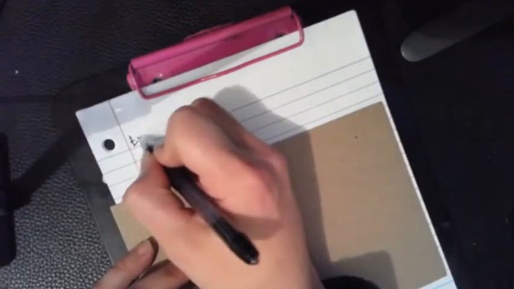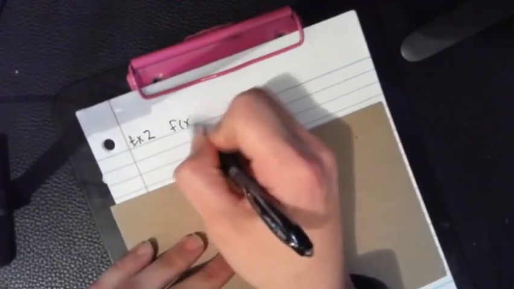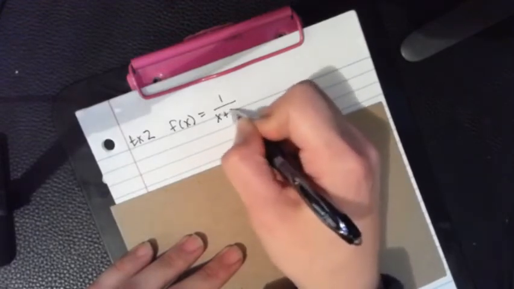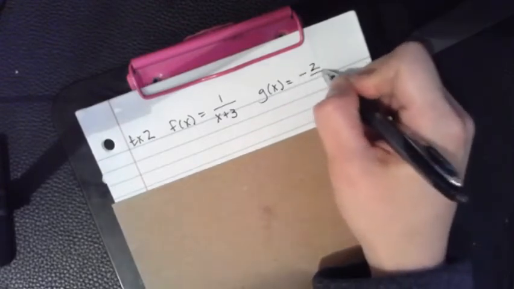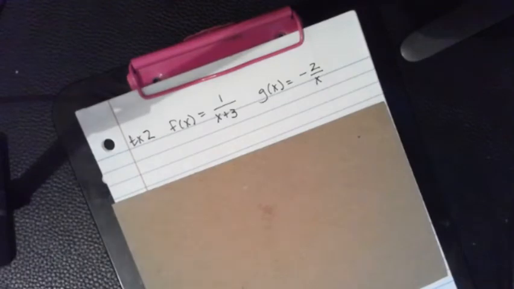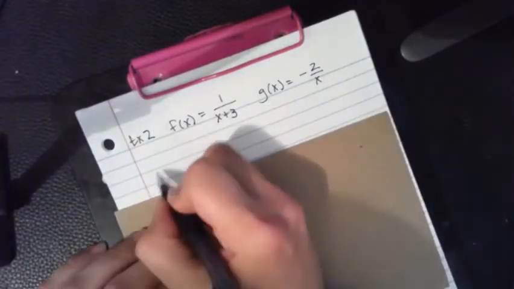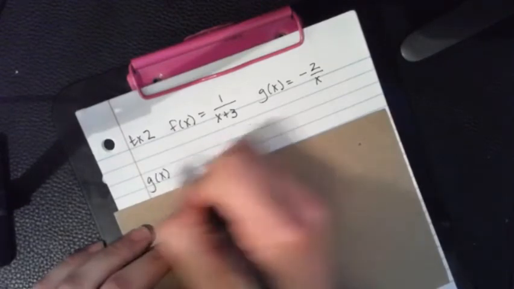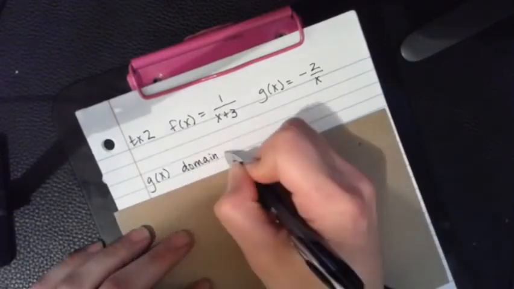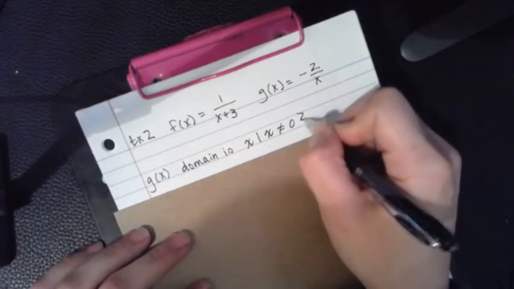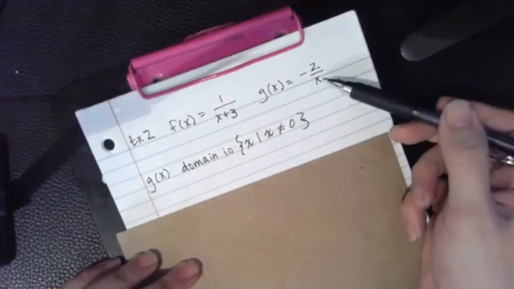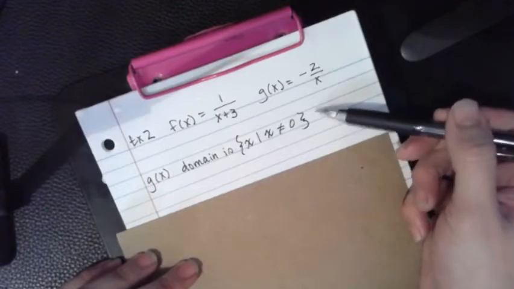So example 2, let's say f of x is equal to 1 over x plus 3 and g of x is equal to negative 2 over x. So these are not linear or quadratic, these are rational equations, so we do need to consider our domain here. Okay, my domain of g of x is x such that x cannot equal 0. Okay, so we can't have 0 in the denominator here, so this is our domain restriction for g of x.